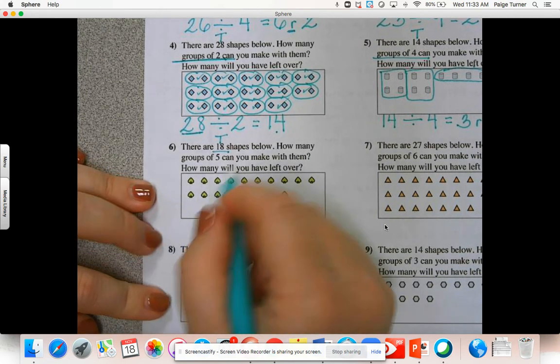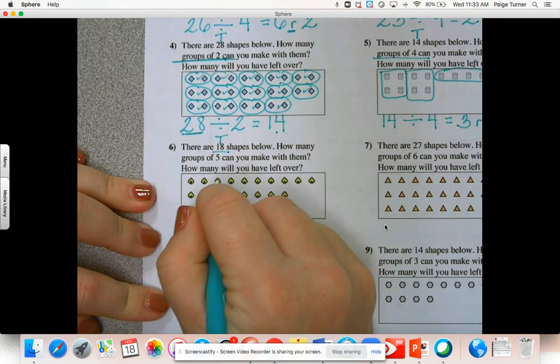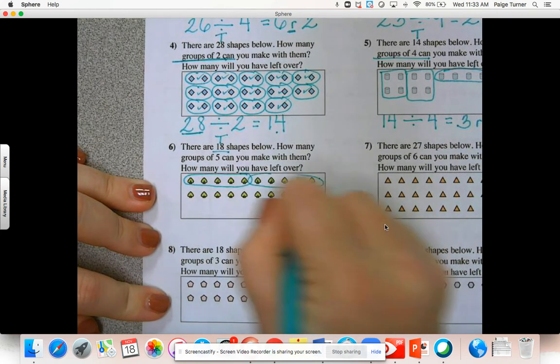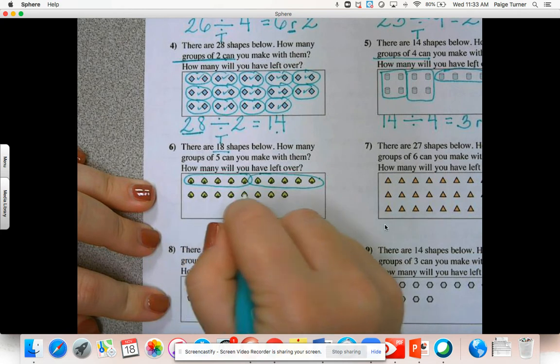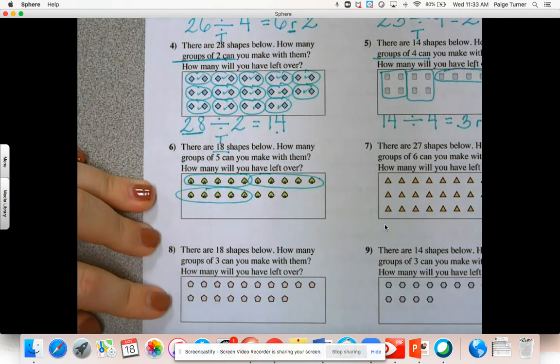So this time we're going to split our total up into equal groups of 5. So 1, 2, 3, 4, 5. Circle. 1, 2, 3, 4, 5. Circle. 1, 2, 3, 4, 5. Circle, and 1, 2, 3. So not enough to make another group.